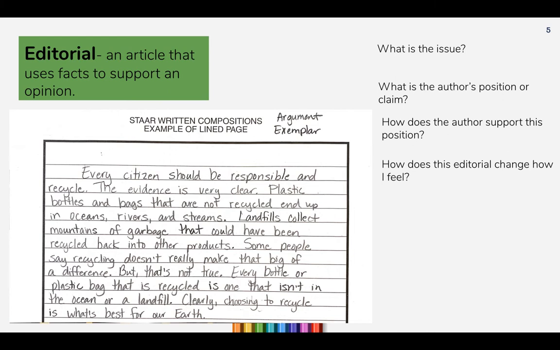Whenever you as a writer write an editorial in order to persuade, you want to make sure that you're stating your issue or your position or claim. Also, include evidence, facts, or opinions to support your position. You want to think about your audience and how you're trying to persuade them to think.